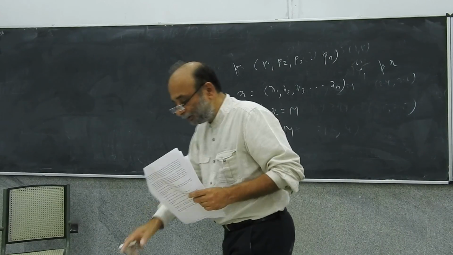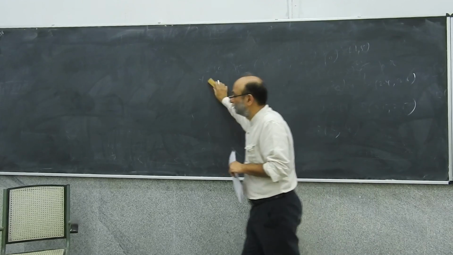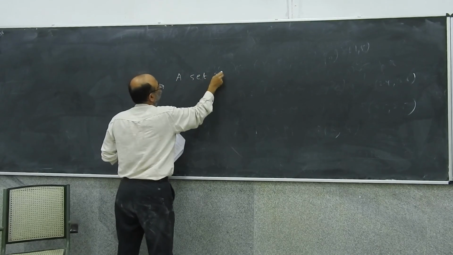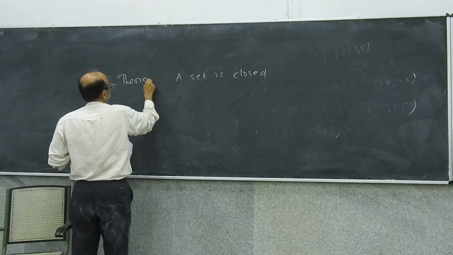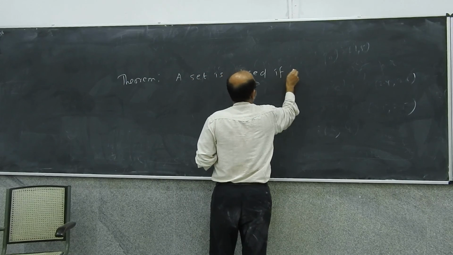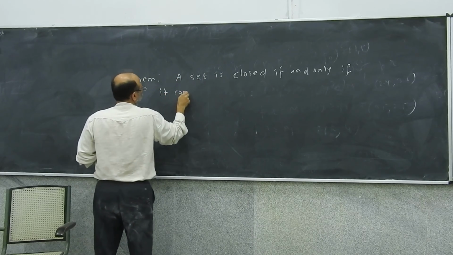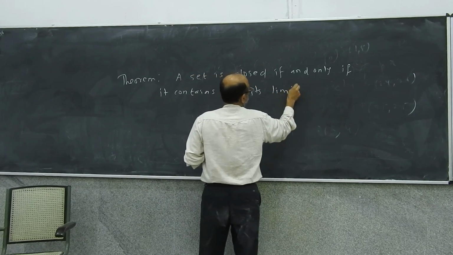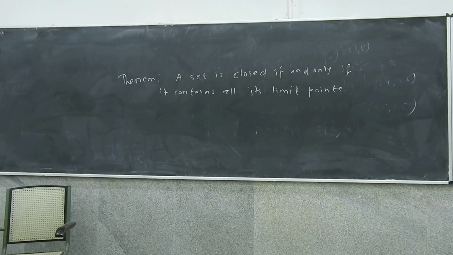So the theorem that I'm going to write here is: we are going to prove that a set is closed if and only if it contains all its limit points.